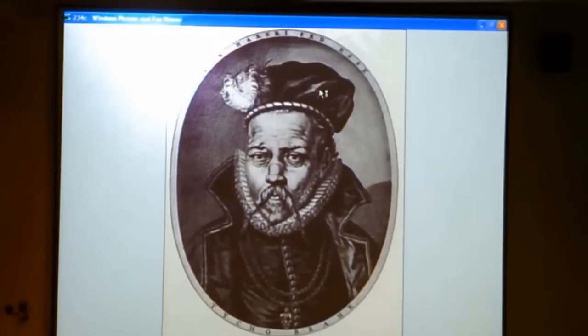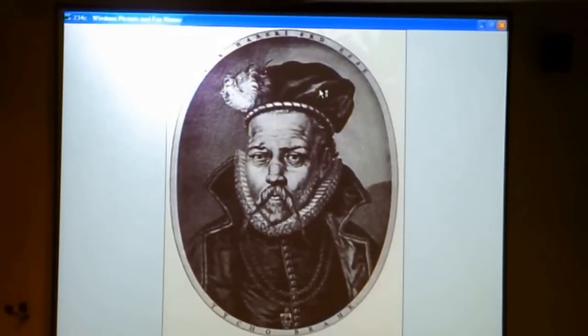But Tycho lost his nose, and I believe it's a metal nose that he wore around for the rest of his life. I believe it was gold. You know, he was from the aristocratic class. He could afford a gold nose, and so there it is.